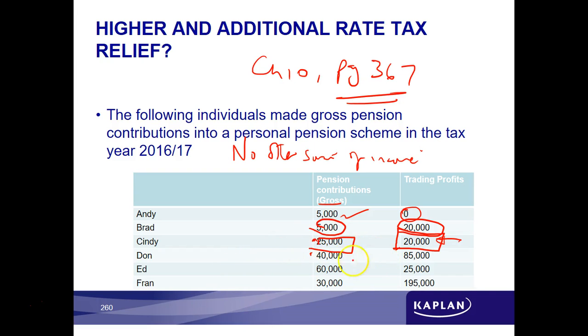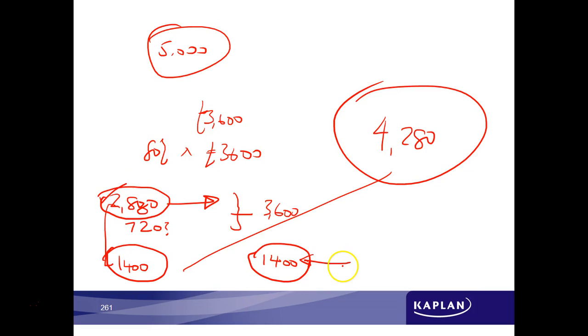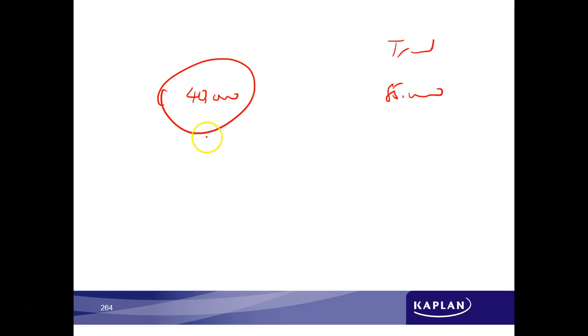Then we have Dawn. Interesting here now. Dawn is a big guy, right? 85 grand trading profit. So he's a higher rate taxpayer. He's put through 40,000. Okay, so let's just go to a clean sheet. 85,000, 40,000. So no problem. His trading profits are 85 and he can put all of that. He's put 40, so that's fine. All of this is allowable as an investment into his pension fund.